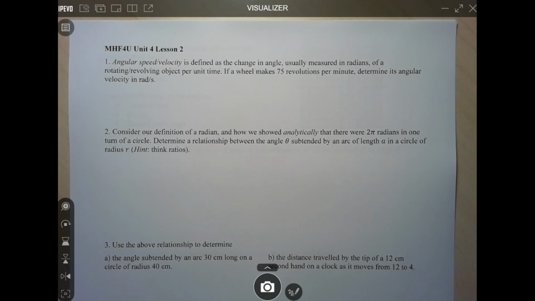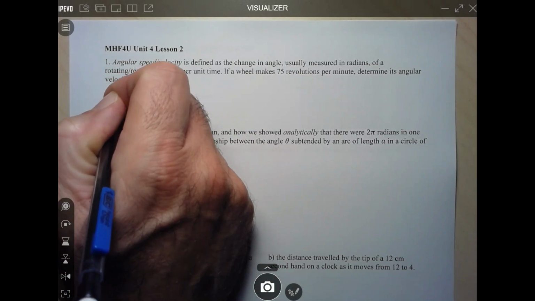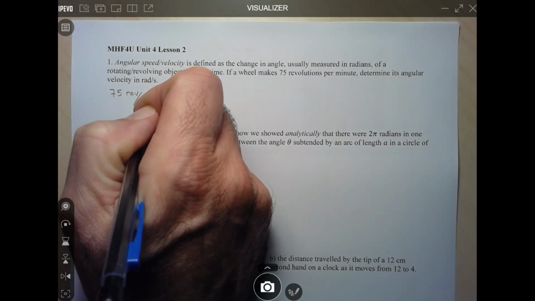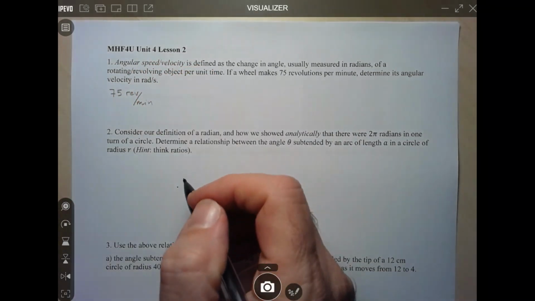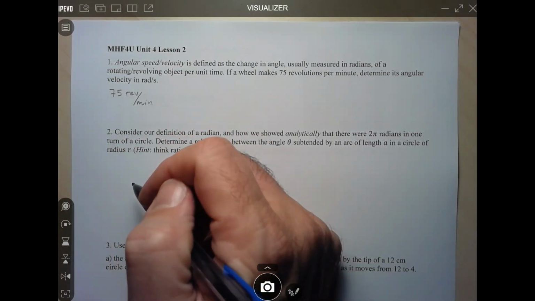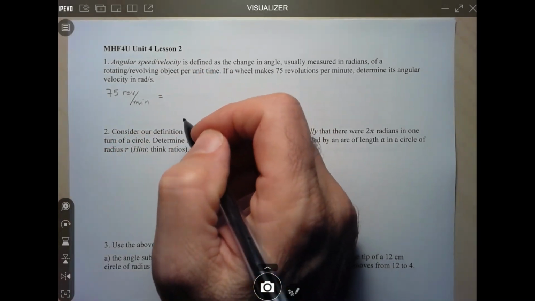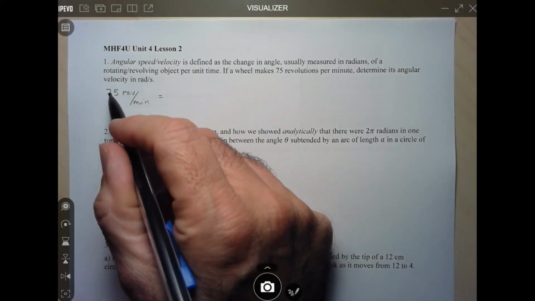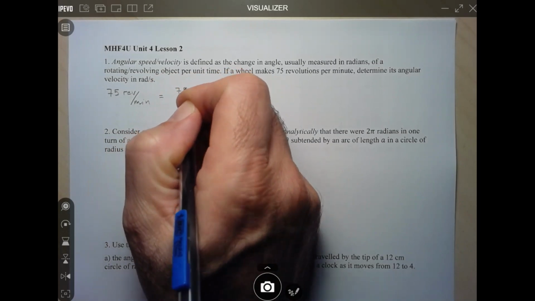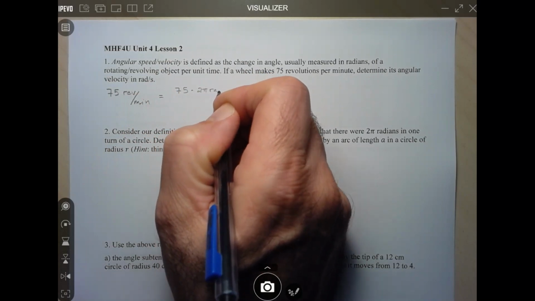Okay, so let's take a look at this question here. Essentially, this is just a change of units question, because what we have is that the wheel is turning at 75 revolutions per minute. Now here I can do this in fewer steps, but I'm going to choose to do it in several steps. So the first thing I'm going to do is change revolutions into angle. And we know that each revolution, each turn, is 2 pi radians. So one revolution is represented by an angle of 2 pi radians.